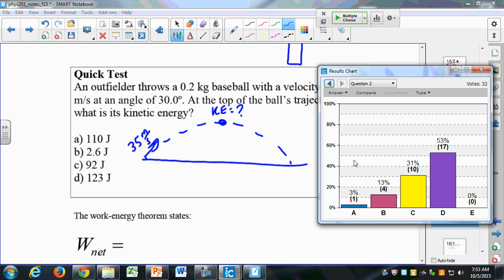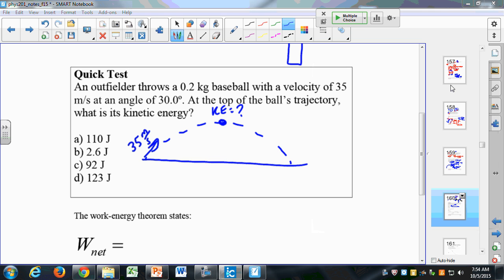Okay, let's see. The answer's C. What did y'all do to get D? Did you do cosine of 30 if you got D? Did cosine 30 ever come in? No? Okay, let me show you how to do it, and then I think I know what you did wrong.